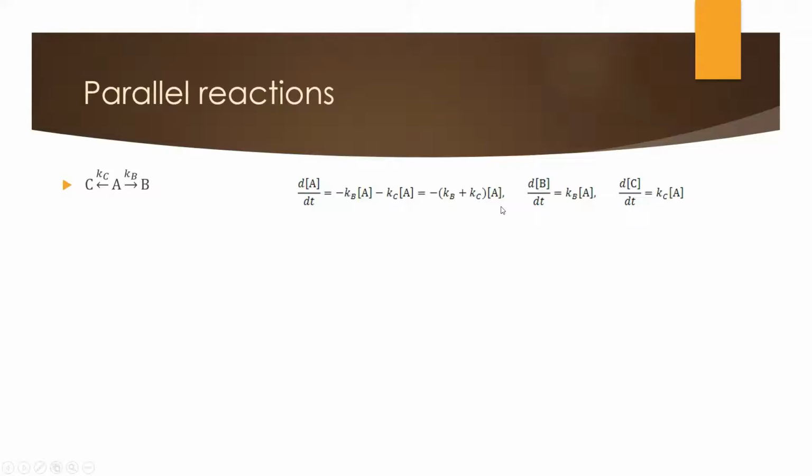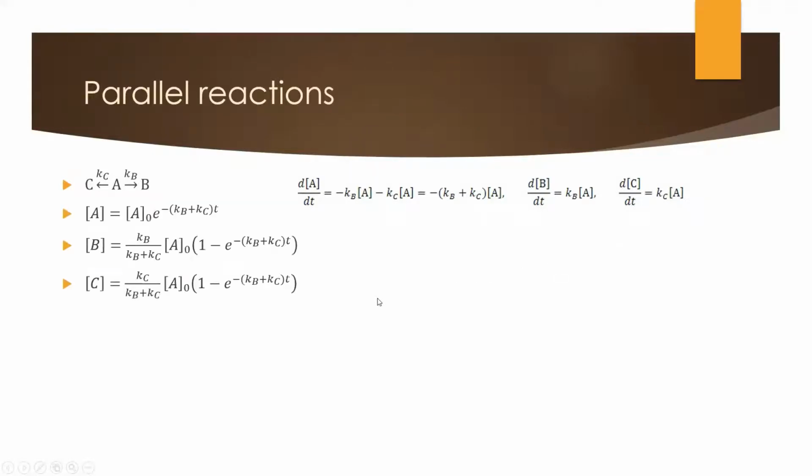Now, A doesn't know which rate is consuming it, right? So we can add kB plus kC, those are just rate constants, to get an effective rate constant. So this essentially has not changed our rate law for A. B is formed based on kB times the concentration of A, and C is formed based on kC times the concentration of A. We can solve this just like we've done in the past to find that the concentration of A is equal to the initial concentration times e raised to the negative sum of the rate constants times t.